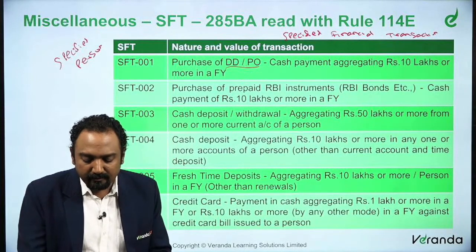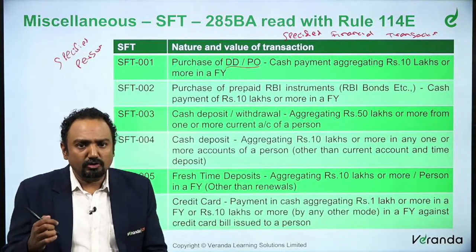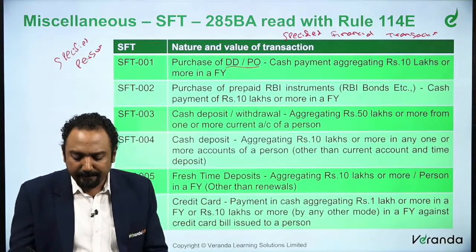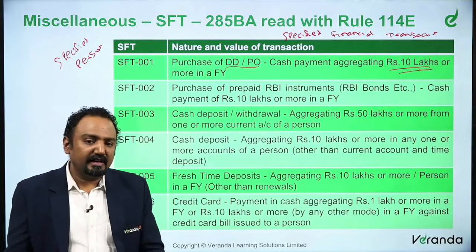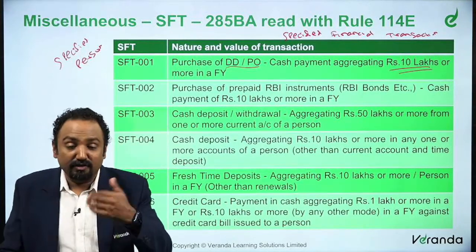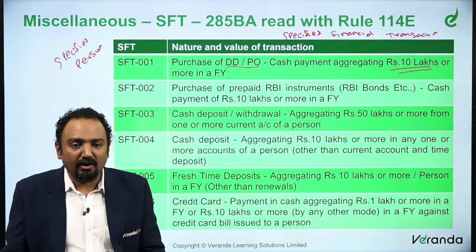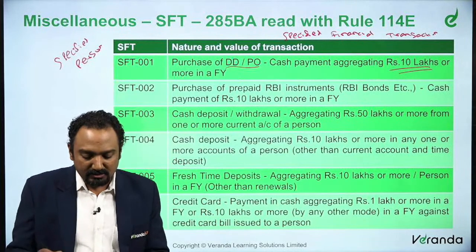The first is whatever purchase, either by demand draft or by a pay order. PO is for pay order. So, whatever is by demand draft or pay order, in aggregate in excess of 10 lakhs or more in a financial year. So, in one particular year, if you are making cash payment to purchase this demand draft or pay order, then they will have to report such things.